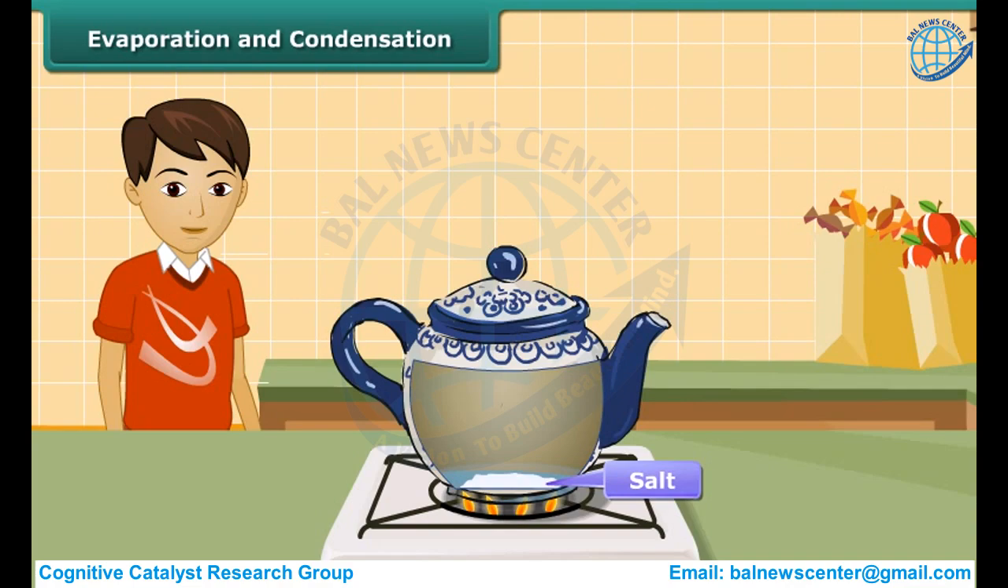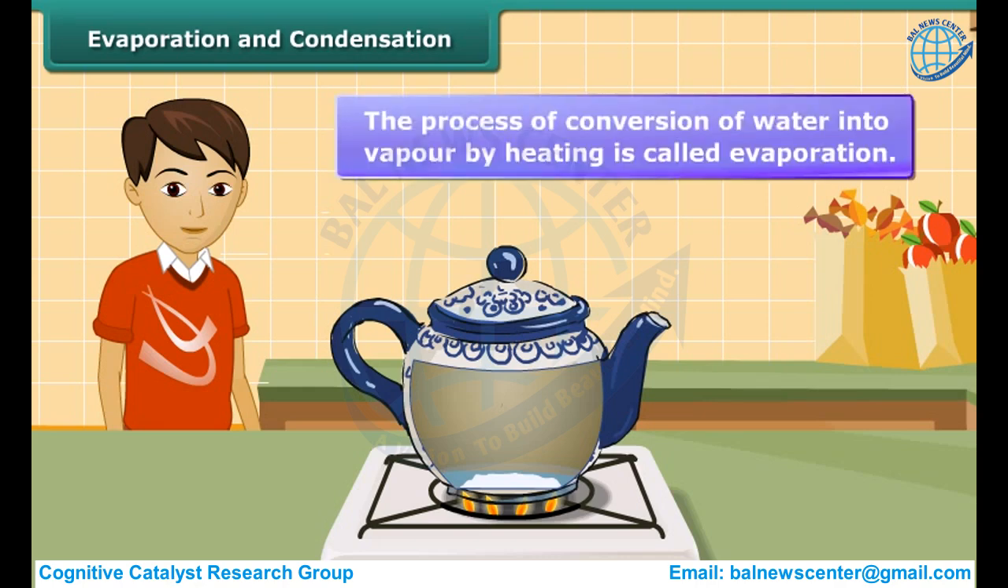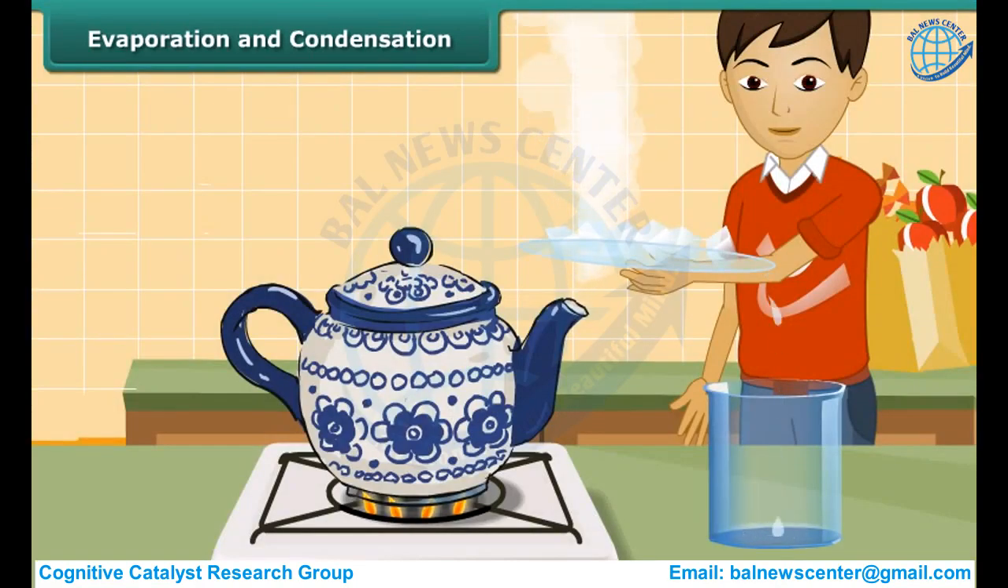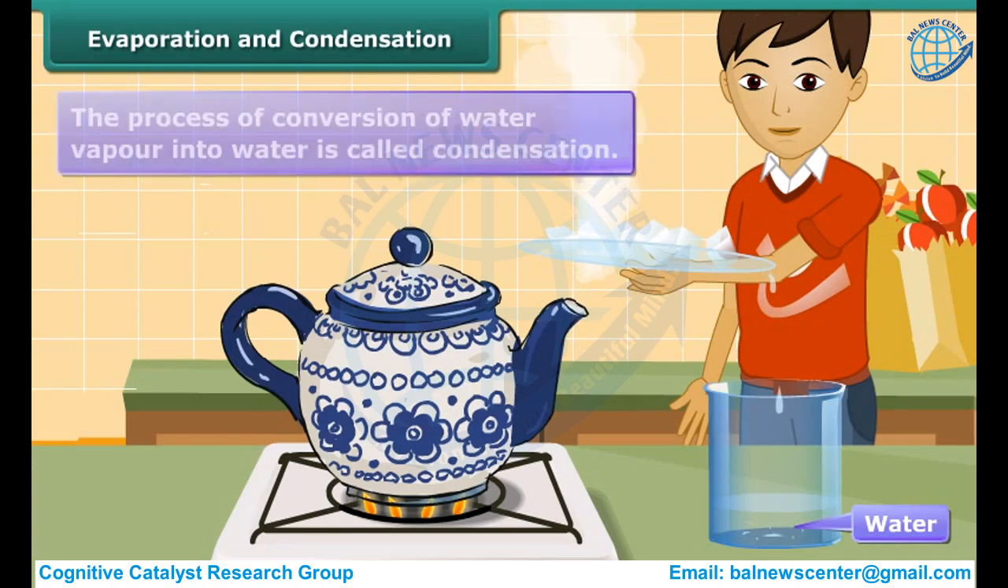Thus, salt dissolved in water can be separated from the water through this process. This process of conversion of water into vapor by heating is called evaporation. In order to obtain the water while heating the salt water, hold a plate containing ice just above the spout of the kettle. When the steam escaping through the spout comes in contact with the plate containing ice, it condenses and forms water. This process gives us back the water. This process of conversion of water vapor into water is called condensation.